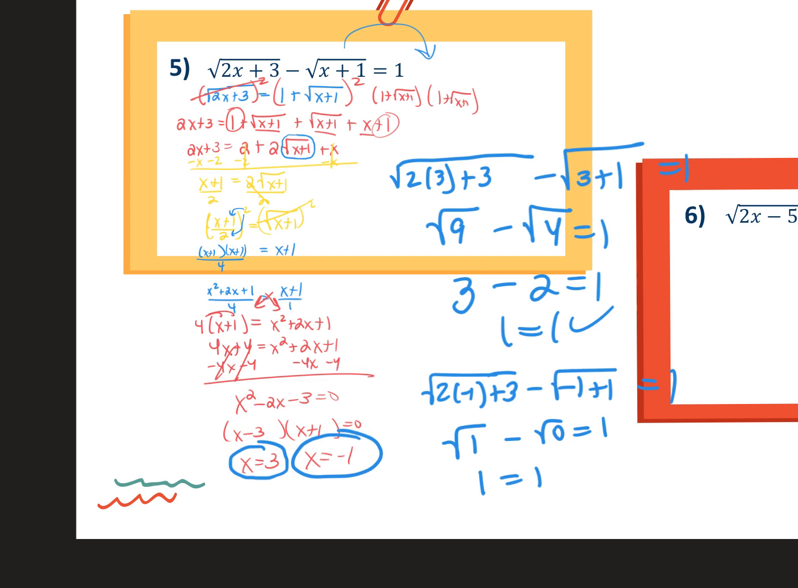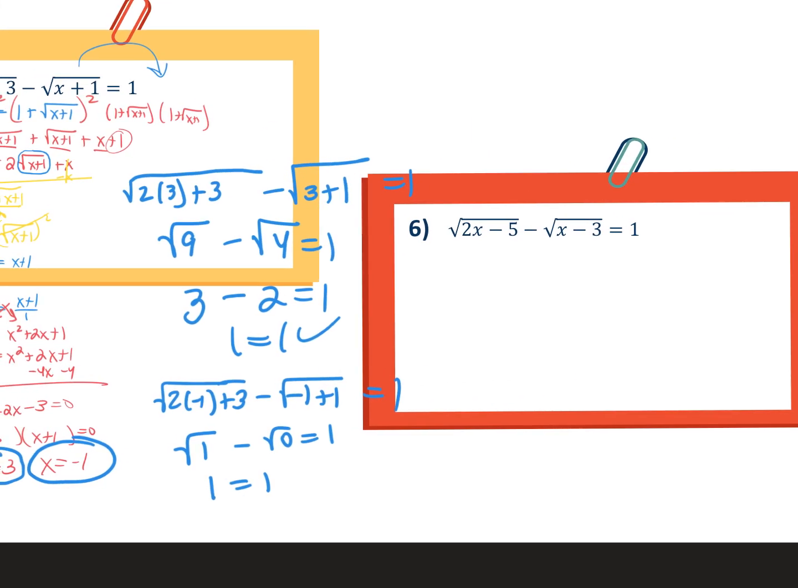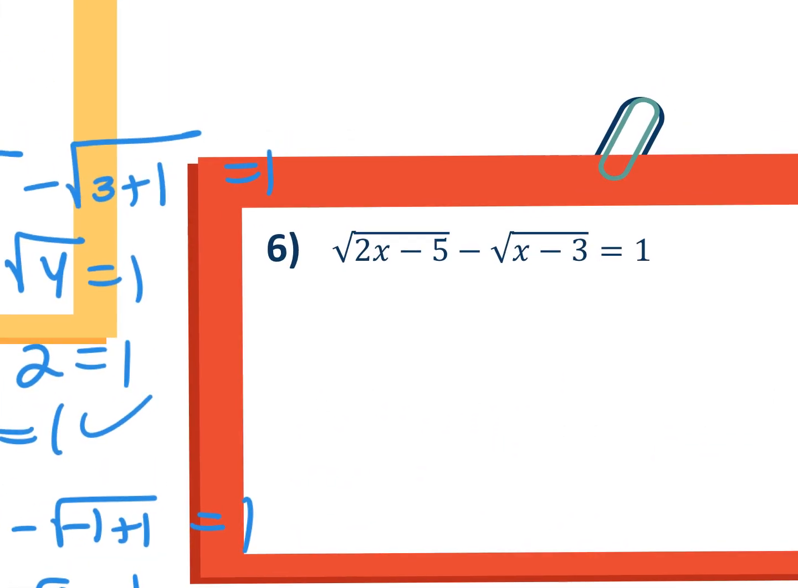All right, good job. Let's move on then to number 6, please. We're going to do number 6. Again, guys, the same way. Notice how we have two radicals that are separated by a minus sign. So we can't just square both sides. We got to get one to one side, one to the other. So I'm just going to take this radical, square root of x minus 3, and move it over here because it's negative. I want to make it positive.